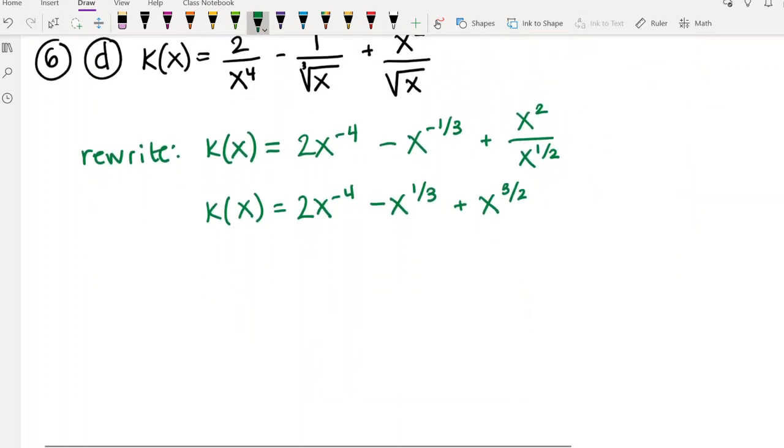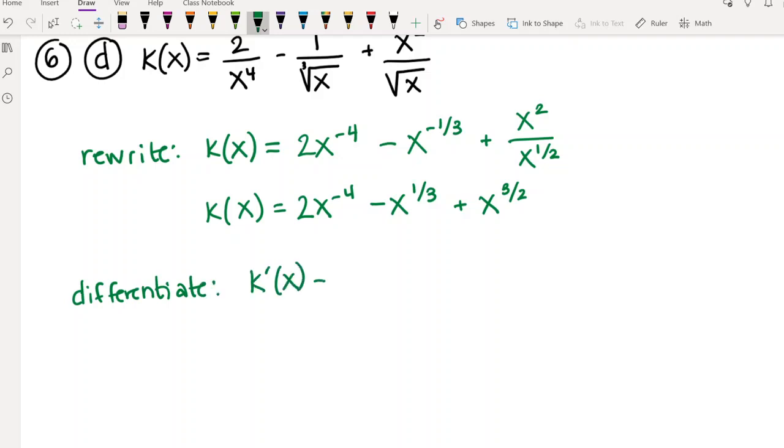So now that we're done rewriting it, now we can take the derivative. So remember, differentiate is the verb for taking the derivative. So now we can just use the power rule. So for the first one, we're going to take 2 and we'll multiply that with negative 4 times x to the negative 5. Then we're going to bring down the 1/3, and we have x to the negative 2/3, right? If we have 1/3 and we take away 1, we're left with negative 2/3.